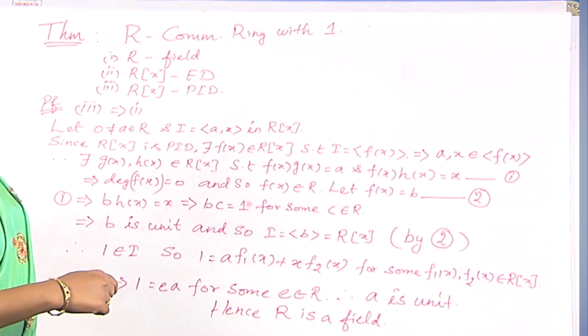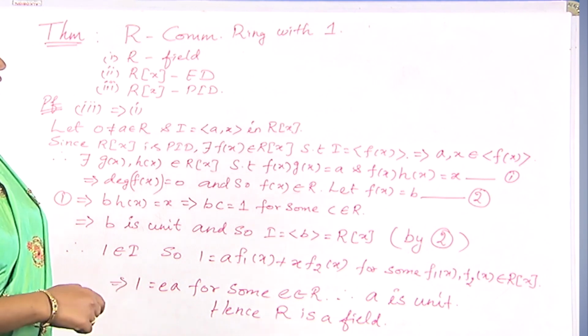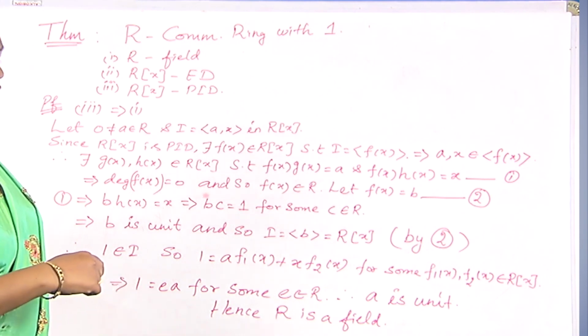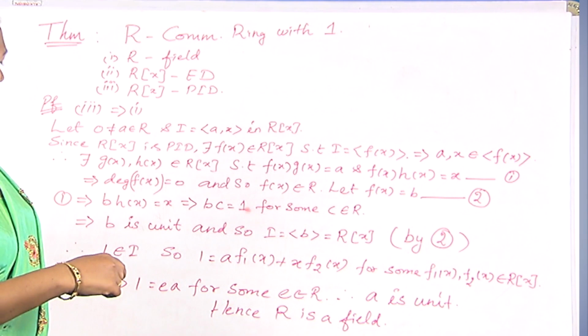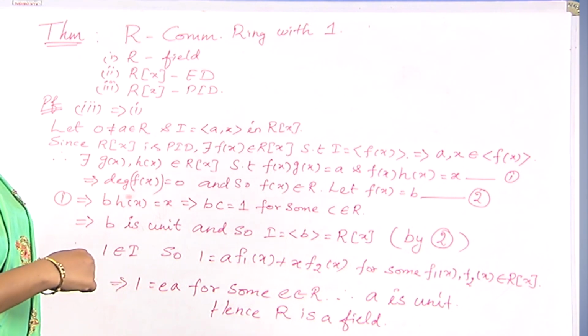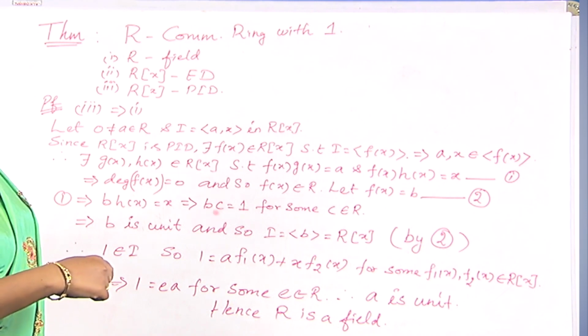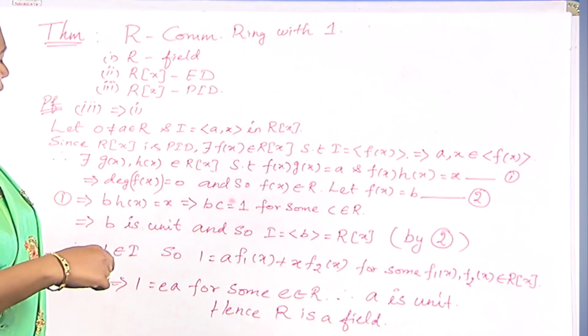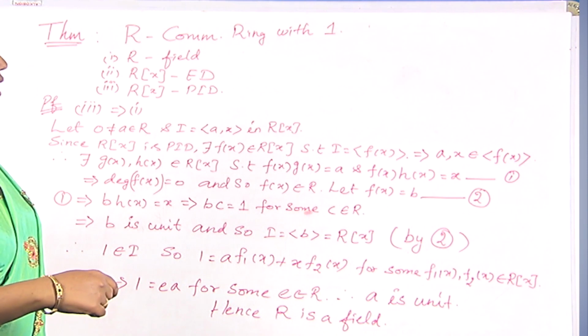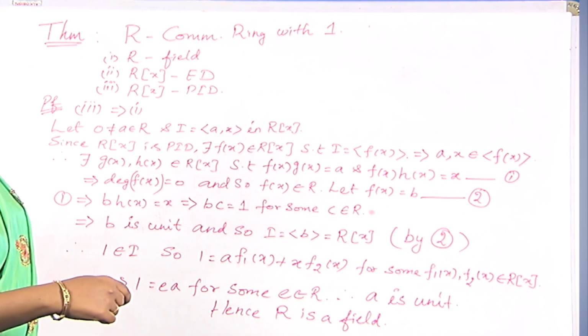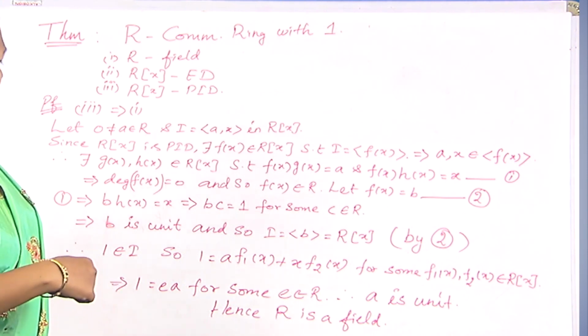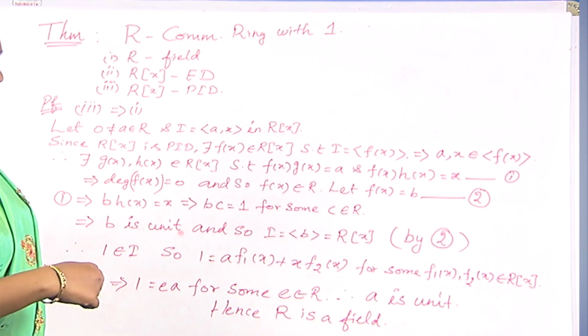But let us say you take any element 1. In order to show that this is equal to 1, you cannot have a polynomial here, therefore, it will only be b times some scalar, let us say c here, therefore, b times c is equal to 1 for some c belonging to R. From this we can say that b has an inverse, and therefore, b is a unit.